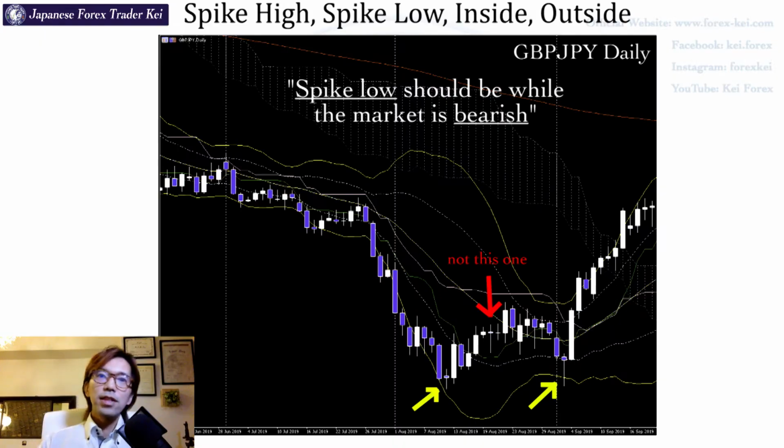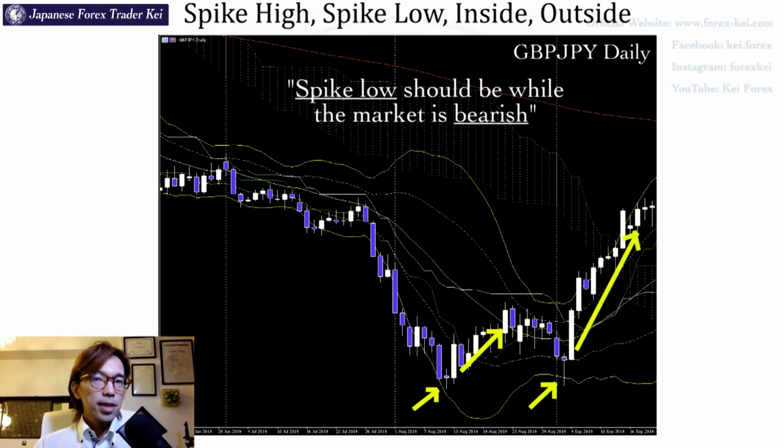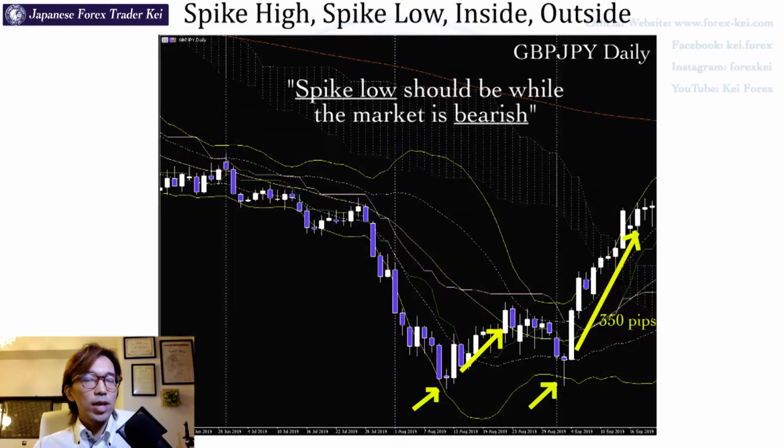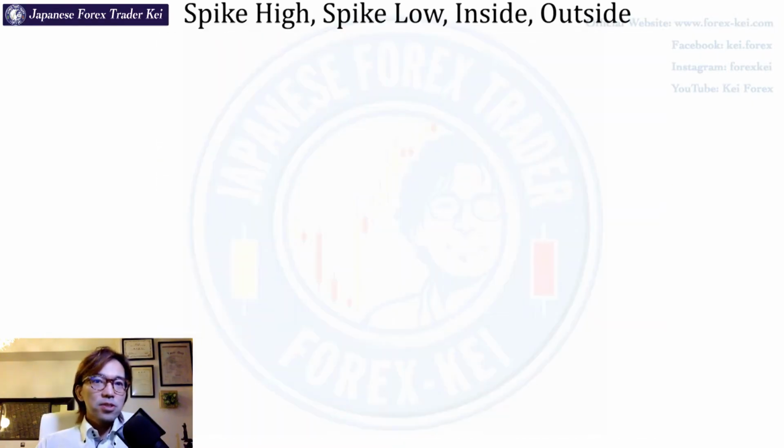So when you look at these spike lows, you will get all these pips. It's going to be a lot of pips because this is in the daily chart. Like this first one, it's like 350 pips to the top. So if you place one lot, then you will get like 3,500 of profit, right? So after you watch this video, please open a chart and look for these candles with your own eyes. Then you will get to realize a lot of things by yourself. So now I think you have an idea of what this spike low is like. Alright, let's move on to the next one.